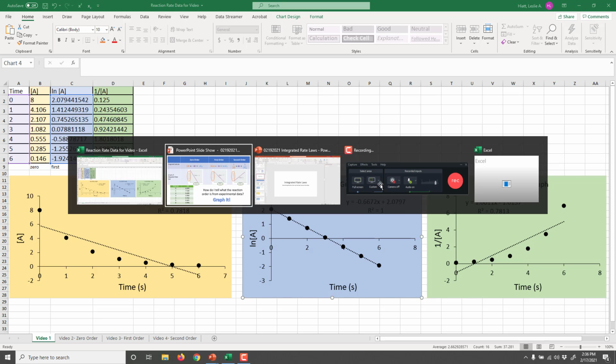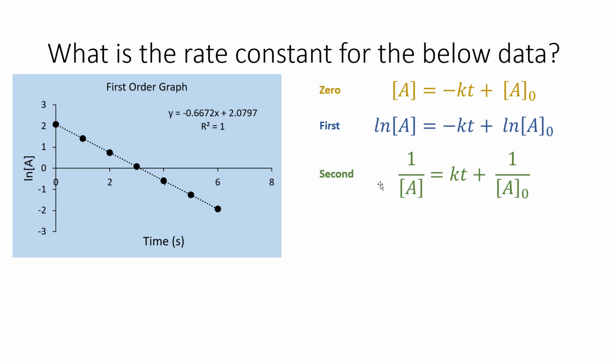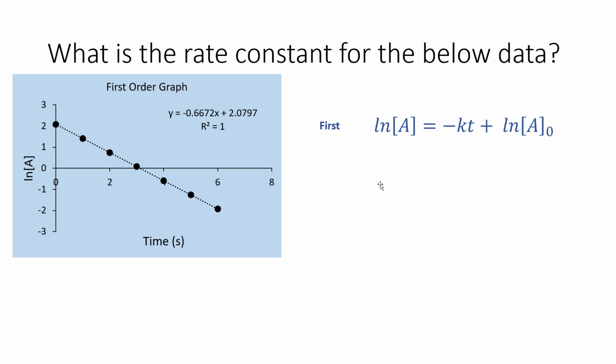So if I were to ask the question, is this data 0, first, or second order? We would say first order. And so that means that my integrated rate law for this reaction is going to be this. I would replace my A with whatever component I am measuring. So whether it be nitric acid or nitrogen monoxide, it doesn't matter. Whatever the sample is, you would replace the A with whatever the chemical formula is of that compound. So here is my equation.